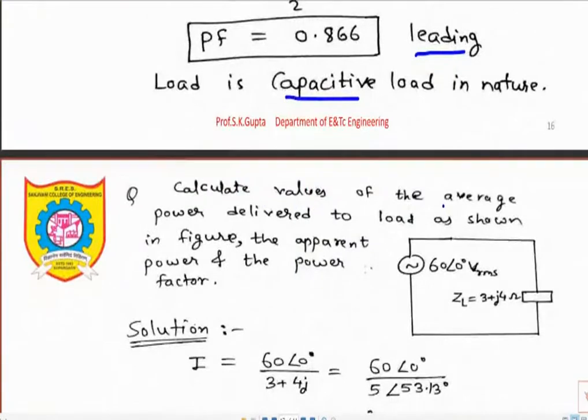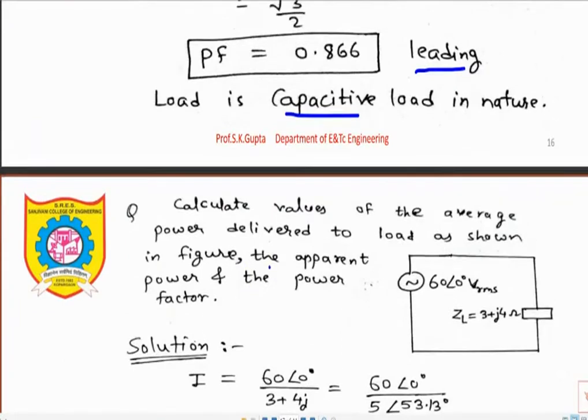Calculate the average power delivered to the load as shown in the figure, the apparent power and the power factor. So we have to determine three things. First, average power. Second, apparent power. And third, power factor. And one circuit diagram is provided. So here it is an AC source. Value is 60 angle 0 degree.